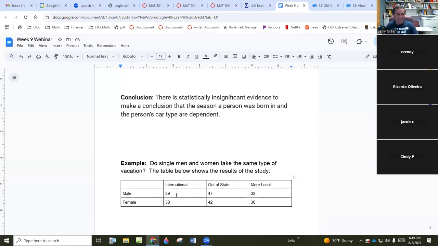And again, we have 29 of the men surveyed who are going to be taking an international vacation the next time they travel, 27 are going to go out of state, and 33 are going to be more local. For the female, 38 were international, 42 were out of state, and 36 were more local. Any questions at all on what the question is?